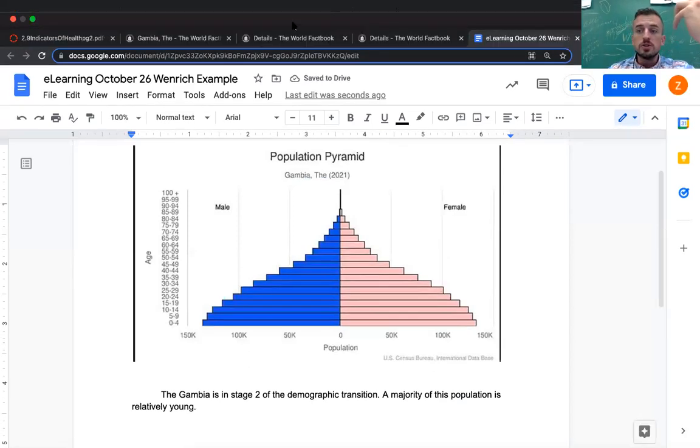Okay, so it's in stage 2 of the demographic transition. So that means the dependency ratio, there's going to be a lot of young people. And before you turn 14, you are dependent. So the dependency ratio for the Gambia is quite high.